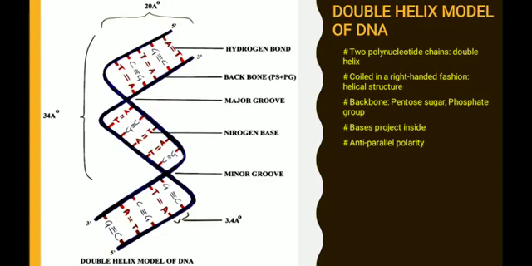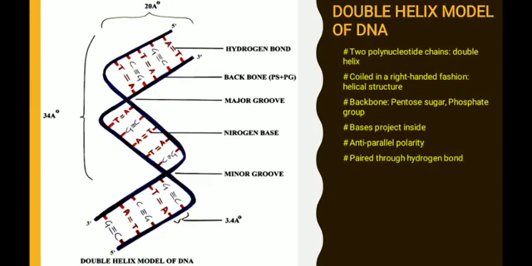In another strand, 3' and 5'. That means the strands are running in opposite direction. The two strands of DNA are running in opposite direction. That means one strand is running in 5' to 3' direction and another one is running in 3' to 5' direction. And this kind of arrangement is called anti-parallel polarity.